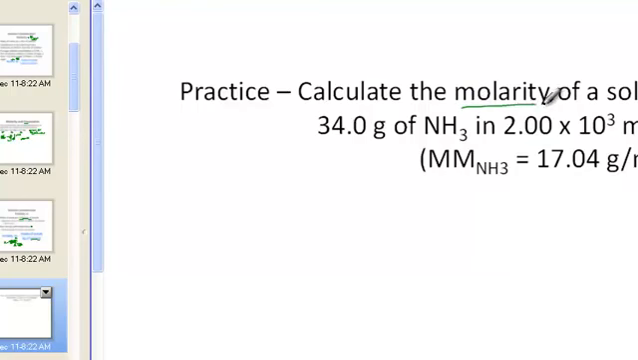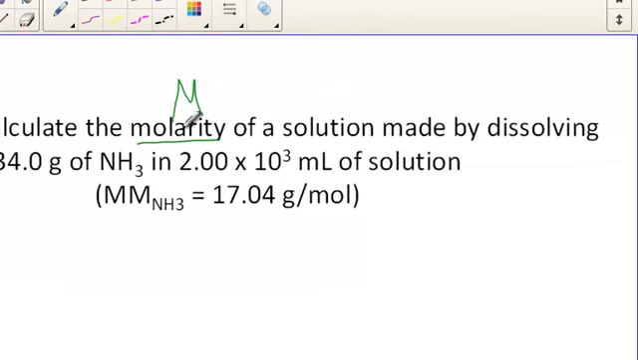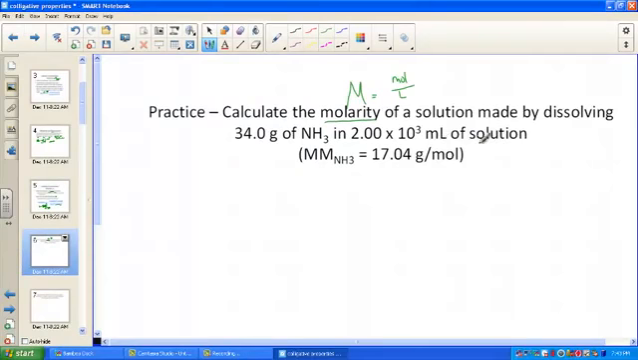We want to calculate the molarity. Keep in mind, we have to be careful readers. Molarity is our familiar unit, moles of solute per liter of solution. We're going to dissolve 34 grams of ammonia into 2 times 10 to the 3rd mLs of solution, a combined volume of solution. Molarity is moles per liter. I've probably written that way too many times, but hopefully it will sink in. Moles per liter, moles of solute.